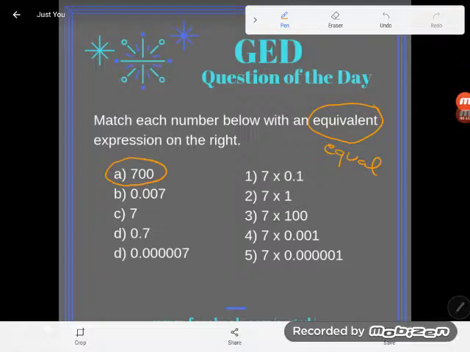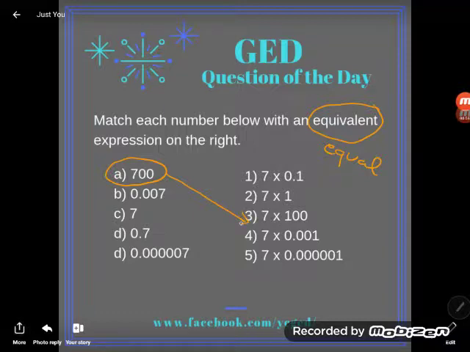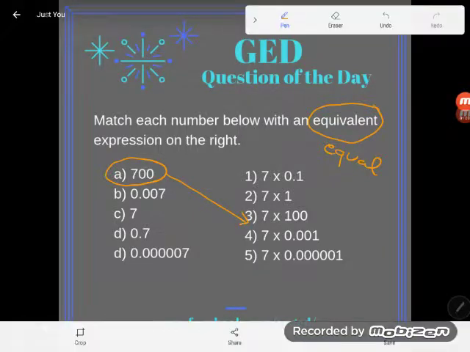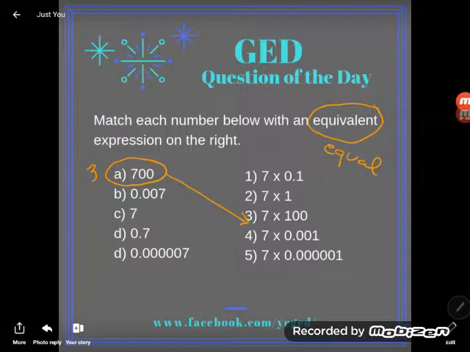It means that you have 7 things of size 100. I mean, just think about it like $100 bills. If you wanted $700, you would take 7 $100 bills or 7 things of size 100. And so it's really easy to see that A matches with 3. 7 times 100. Now, 100, like $100 happening 7 times. Okay, so A matches with 3.